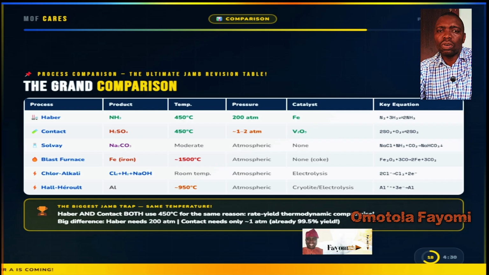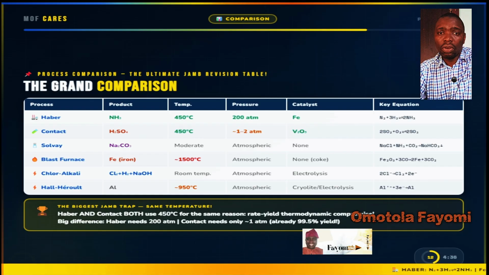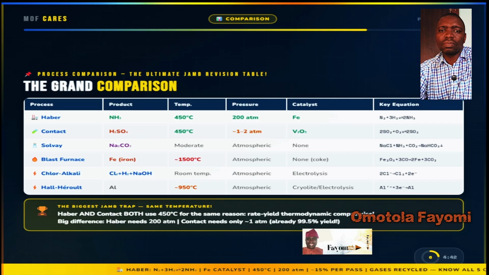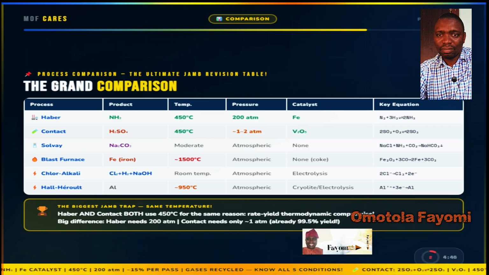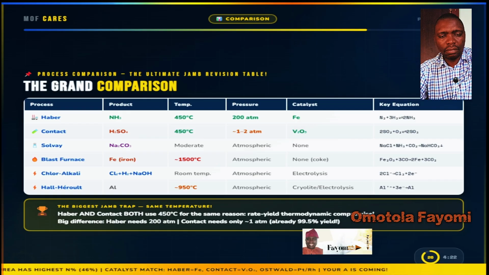Contact uses only 1 to 2 atmospheres, already 99.5% yield with excess oxygen. All others use atmospheric pressure. This is the biggest trap JAMB sets: students assume contact needs high pressure like Haber. It does not. The catalyst pattern is that Haber uses iron, contact uses vanadium pentoxide.